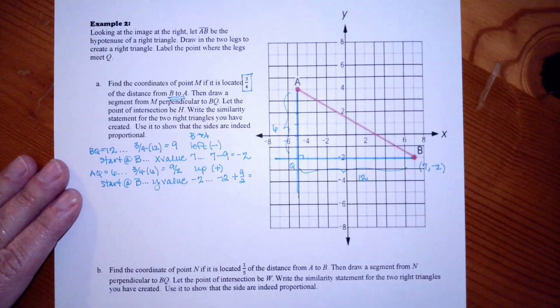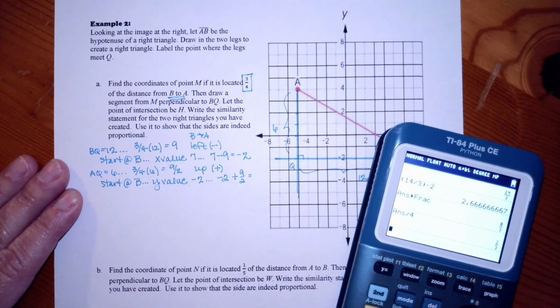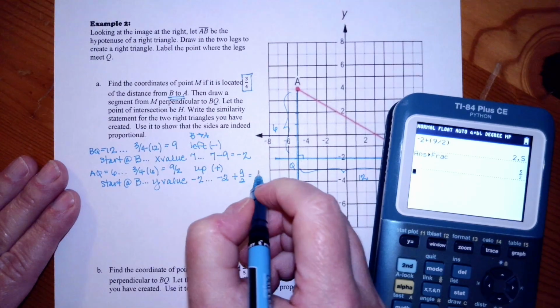So again, on those calculators, see if we can get it to look a little better. It's still hard to see, and I do apologize. All right, so we're going to do -2, and I would like to do plus 9/2. 2.5. Again, we're going to encourage you to put it as a fraction. So it's going to be a 5/2.